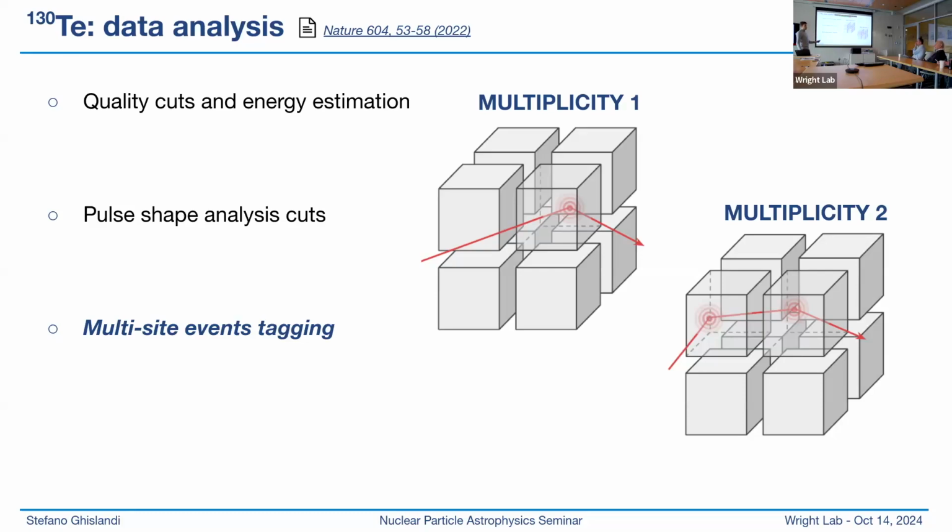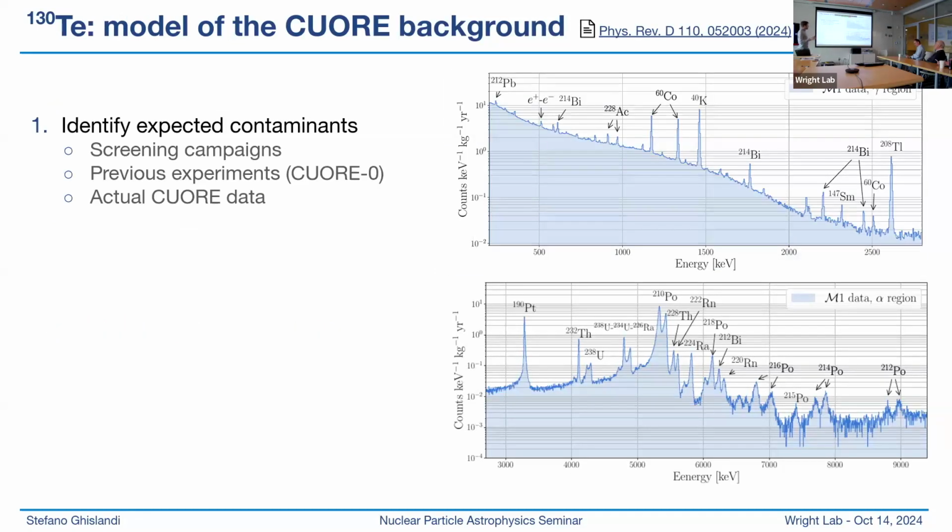Okay, now we need to do the same thing as before, but in a more complex way. So we need to perform a fit, reconstruct the data, and extract information from the shape of the two-neutrino double beta decay. This can be done by developing the background model of the data of CUORE. The first step is identifying all the expected contaminants. This can be done by using screening campaigns that have been performed before the experiment, or using the experience coming from previous experiments. CUORE-0 was a demonstrator of CUORE, a single tower of CUORE that had been running for 1 year. So important information comes from that.